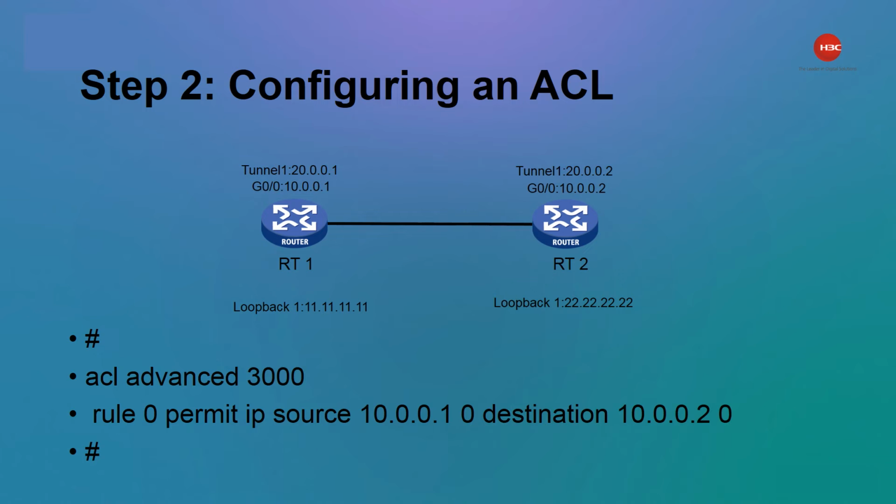Step 2. Configuring an ACL. The IPsec ACL must match the source and destination addresses of the GRE tunnel port. In this environment, configure the ACL on router 1 to match the traffic whose source is 10.0.0.1 and the destination is 10.0.0.2. The configuration on router 2 is the opposite of router 1.